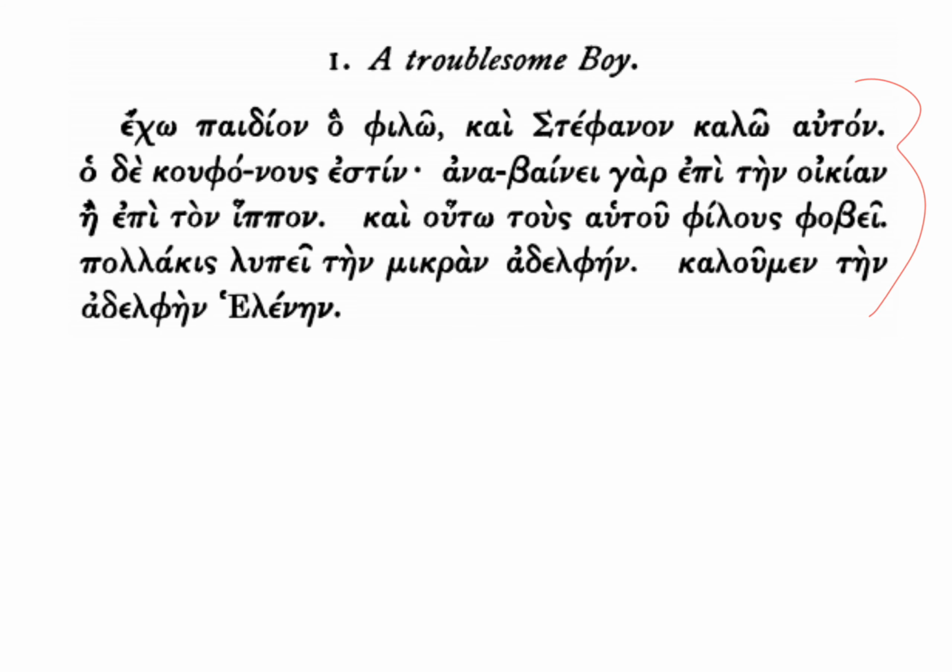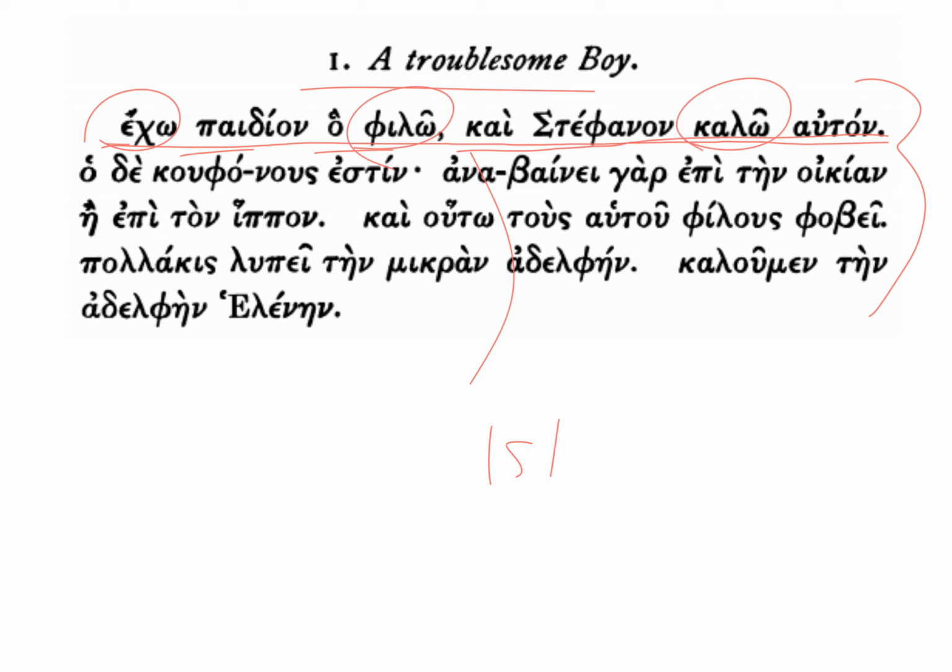Before you follow along on my analysis and translation of Reading 1, you're going to want to watch the videos on how to use the Moss textbook, and secondly, the pronunciation of the Greek quick sheets. Let's look then. Echo paidion haphilo kai Stephanon kalau auton. I have a child whom I love, and I call him Stephen, or Steve. Echo, philo, and kalau, these are all first singular verbs.